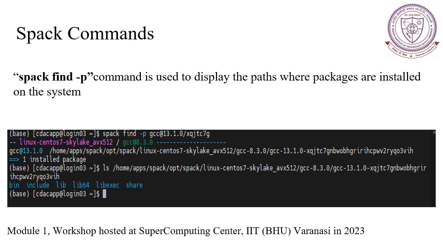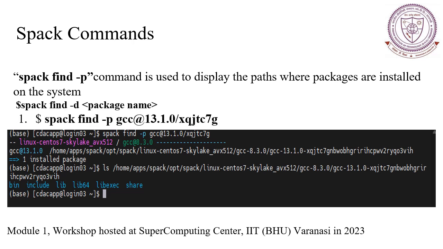Now we see the Spack find -p command. The Spack find -p command is used to display the path where packages are installed on the system. This is a useful command for finding the location of a specific package or for troubleshooting problems with the package. To use it, simply type Spack find -p and your package name. Like here, if we want to see the path of GCC, then we write Spack find -p, then GCC with the version we want, 13.1.0, and with the hash we have given the path.